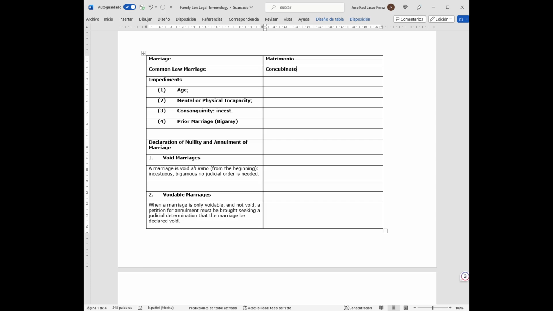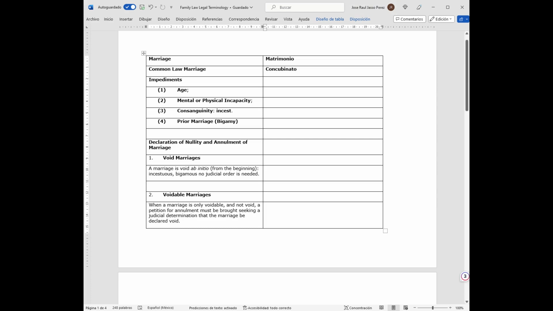Concubinato in Spanish speaking jurisdictions refers to the union between a man and a woman, or may also be between same sex couples that have not been married but live together, and they act as if they were married, and after a certain period of time, the consequences of such union will be very similar to those of marriage. So we can use the word concubinato to translate what's a common law marriage.